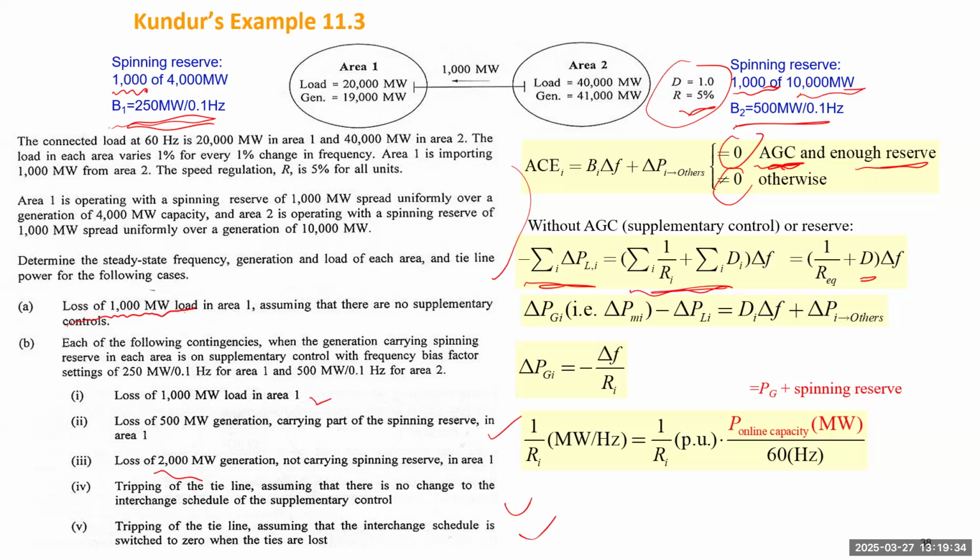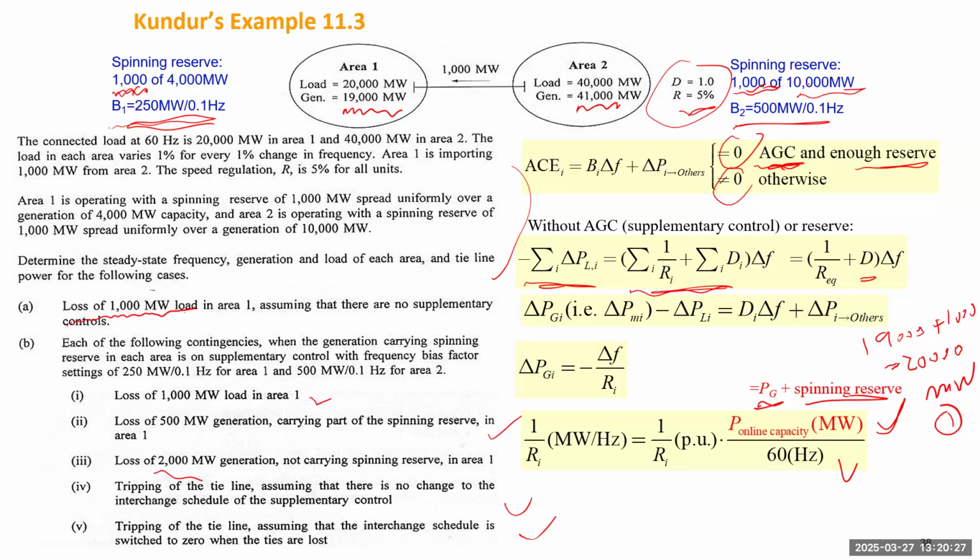What is the power base? Power base should be the total capacity of the area. So this capacity includes the total generation right now, plus the total spinning reserve. So what is that value? For instance, in area 1, the total generation is 19,000 megawatt. Total spinning reserve is 1,000 megawatt. So for area 1, this value will be 19,000 plus 1,000, right? Equals 20,000 megawatt. This is just for area 1. For area 2, that one will be 41,000 plus 1,000, which is 42,000 megawatt. So that will be the power base.